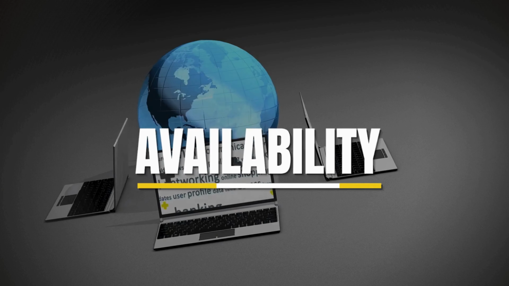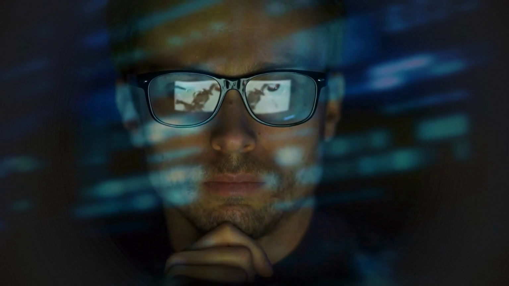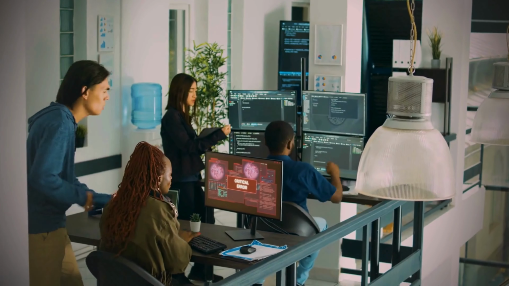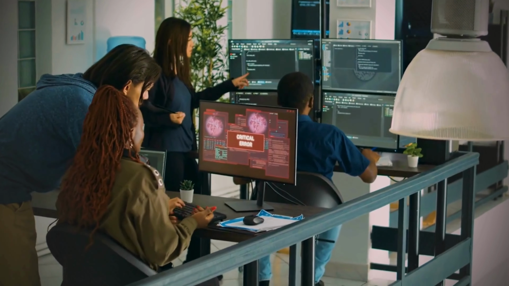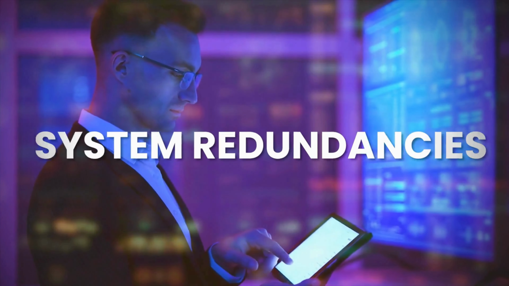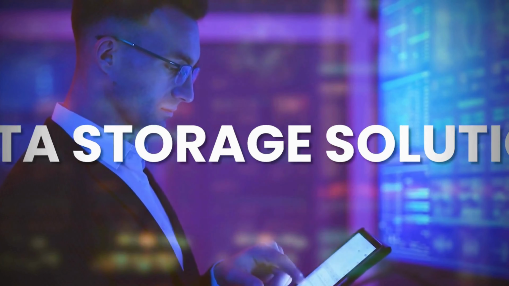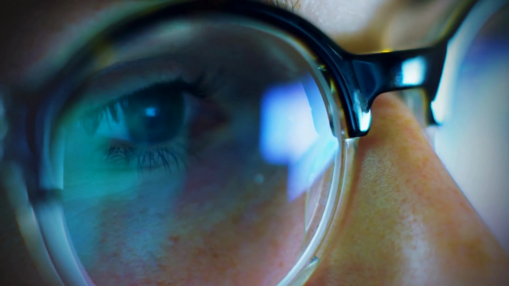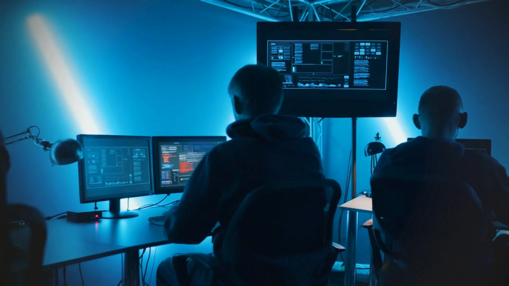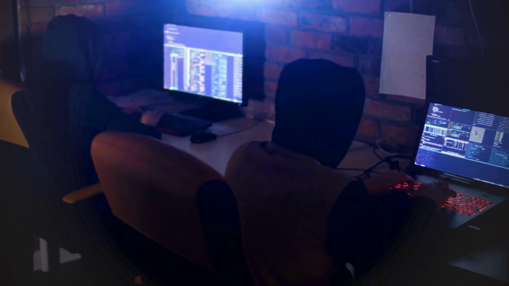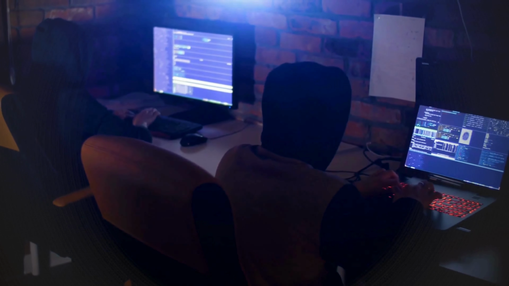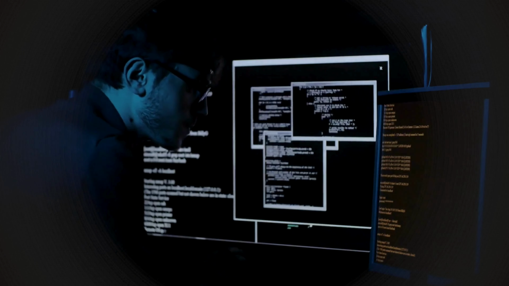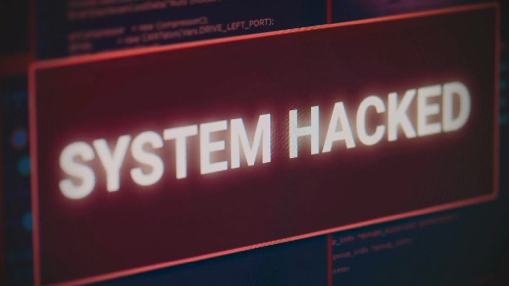Number 3. Availability. Availability ensures that information and systems are accessible to authorized users when needed. This involves implementing measures to prevent downtime and disruptions, such as system redundancies, backup servers, or data storage solutions, regular maintenance, and failover systems. By ensuring that systems remain operational and accessible, availability supports continuous business operations and minimizes the impact of technical failures or cyber attacks.